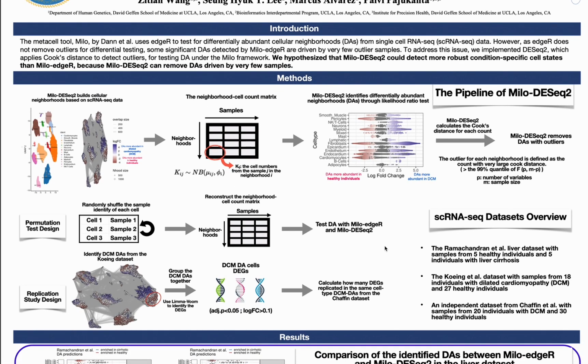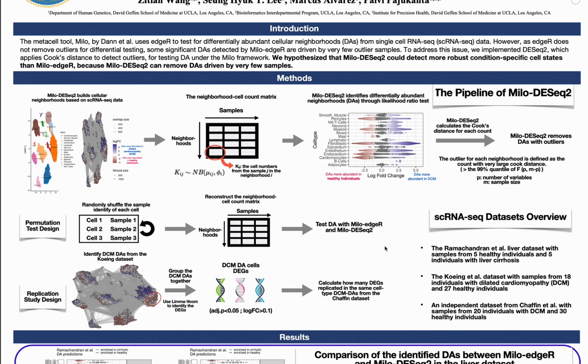Milo-DESeq2 uses the same soft k-nearest neighbor algorithm from the original Milo-HR by Dann et al. to construct cellular neighborhoods for the input single-cell RNA-seq dataset. Then, Milo-DESeq2 generates the neighborhood cell count matrix where each row corresponds to the neighborhoods and each column corresponds to the samples. Each element in the matrix represents the cell number from sample j in neighborhood i. We assume the neighborhood cell count matrix follows a negative binomial distribution.